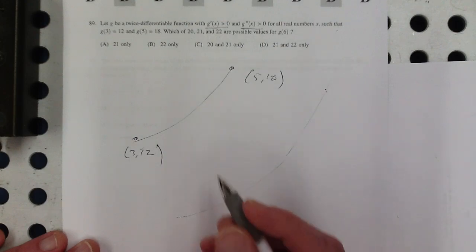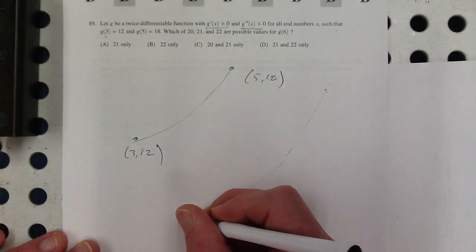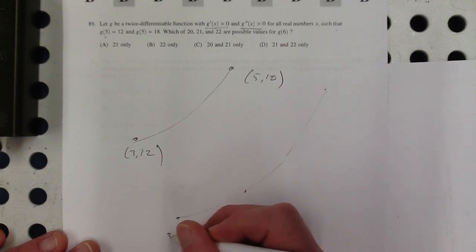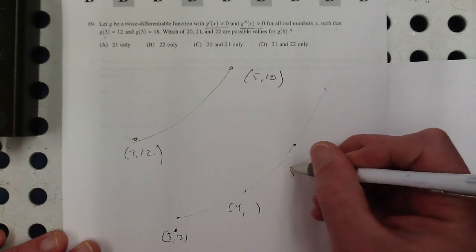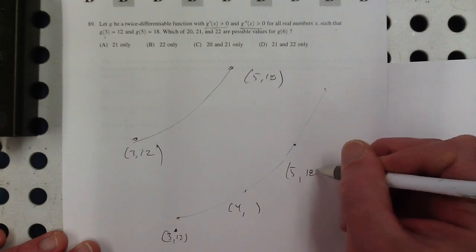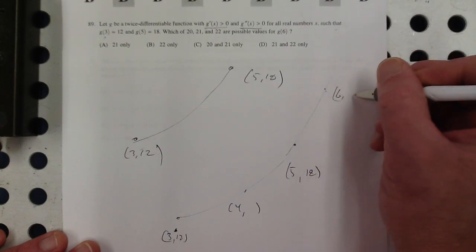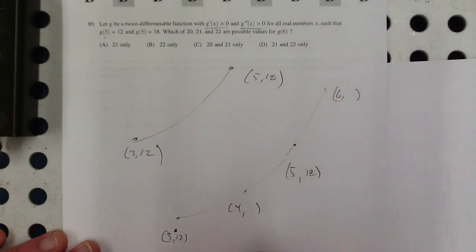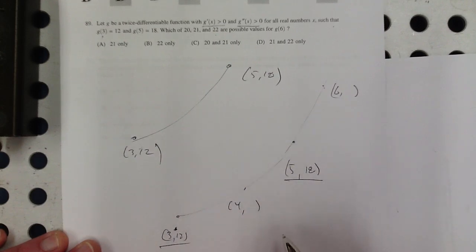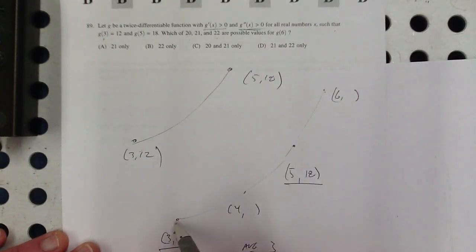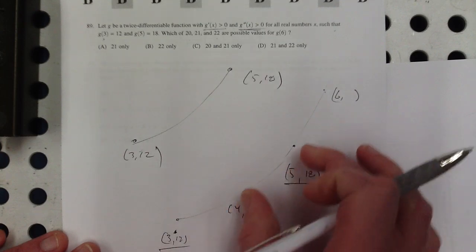So I think the idea here is the average rate of change. Here's (3, 12), here's 4 comma I don't know what, here's (5, 18), and here's 6 comma I don't know what. So from 3 to 5, the average slope is 6 over 2, so it's going up an average of 3. But since it's concave up and bending upward, the amount that it goes up has to keep getting bigger.